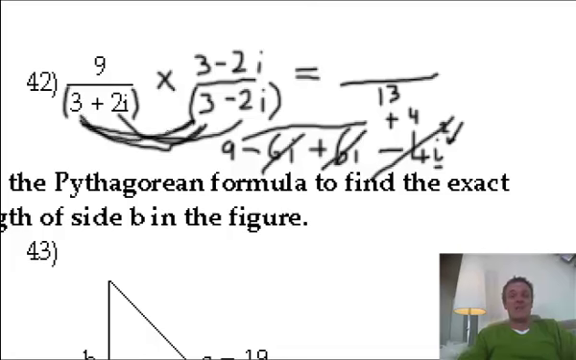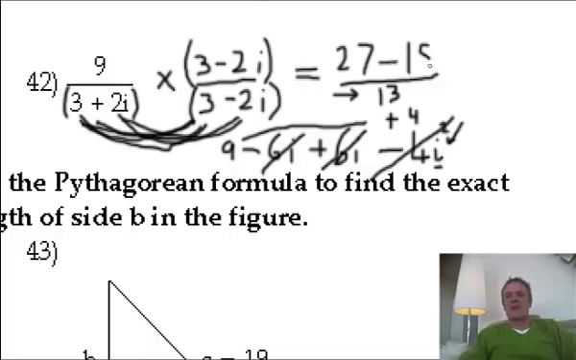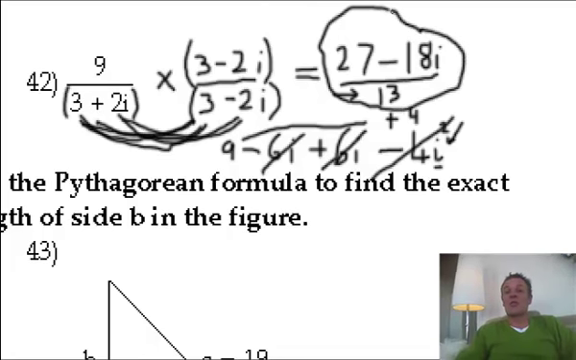Now really, all you have to do for the shortcut is look. 3 times 3 is 9, right? The last is 2 times -2, which would be -4, but i squared makes it +4. You're always adding the number, okay? So 9 and 4 is 13. There's my denominator. And what's on the top? Distributive law. 9 times 3 is 27. 9 times -2i, -18i. And that, folks, is the answer. 27 minus 18i over 13. Okay? And that's it. That's just using the conjugate.